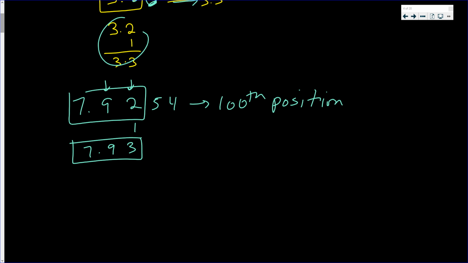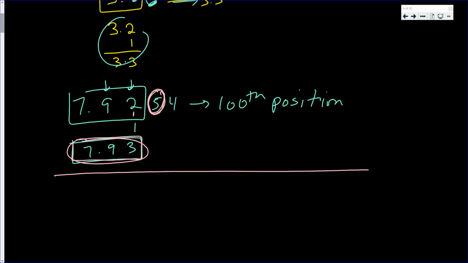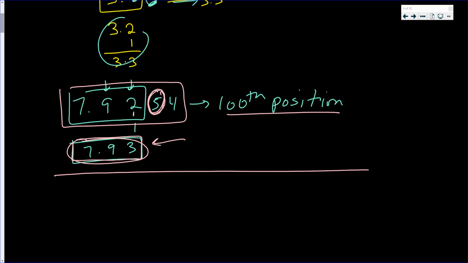And how do you tell which one? You go to the digit to the right. Since that number is 5 or more, go with the larger one. That is, add the 1 here. So, this here is the answer. If you were asked to round off this number to the 100th position, you should respond with that number.